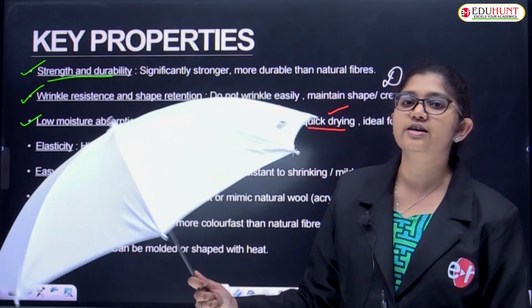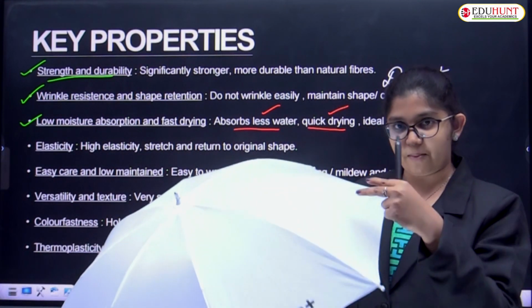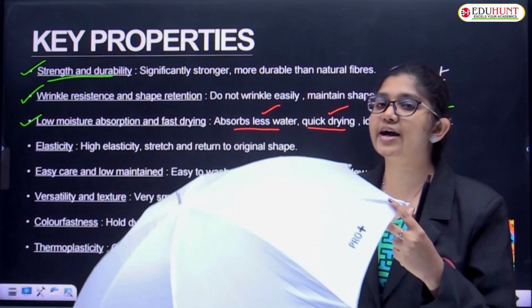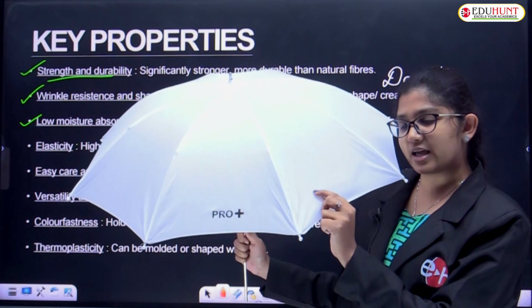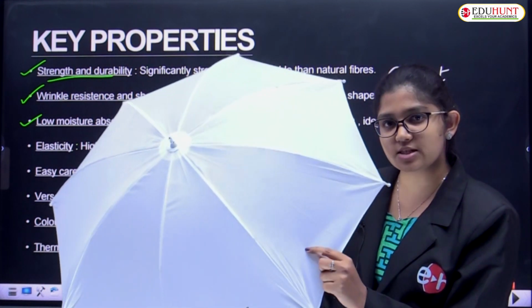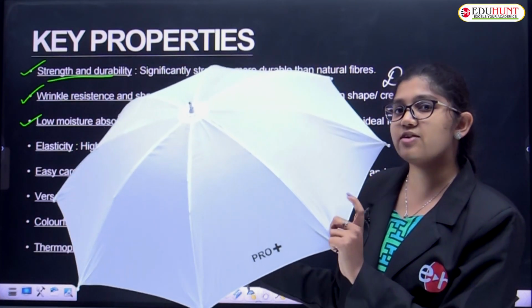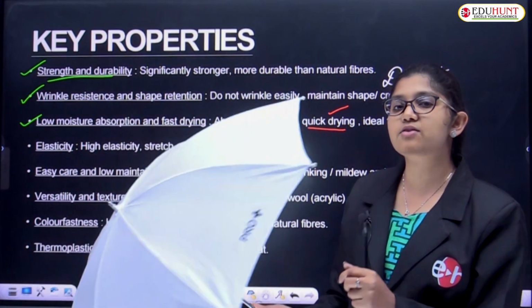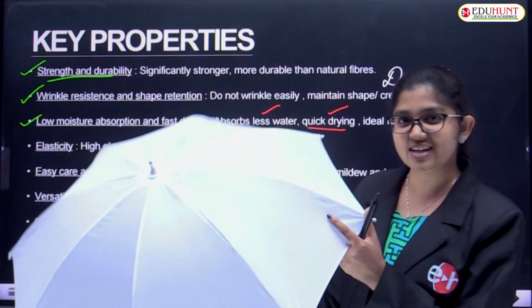Hence, we can use umbrellas in the rainy season. Why? If the raindrops fall on the umbrella, they dry up more quickly because there is no empty space for absorption. They absorb very little water inside and can dry up more quickly. That is the main reason for using synthetic fibers in umbrellas. Did you get the point?